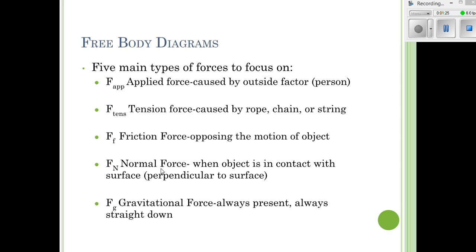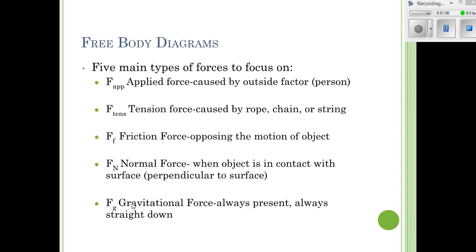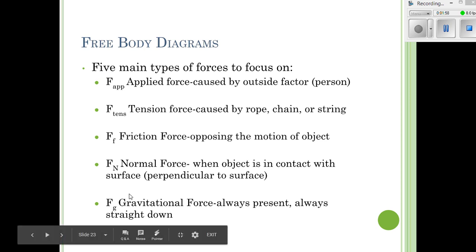Fn is the normal force. This happens when an object is in contact with a surface and it is always perpendicular to that surface. Okay, so it was kind of like when Snoopy was sitting on the floor and we had that reaction force. His weight is pulling down, of course, but the floor is also pushing up. In that case, since the surface was the floor, that force was the normal force. And Fg, the force of gravity, the gravitational force, is always present and always straight down from the center of the object.